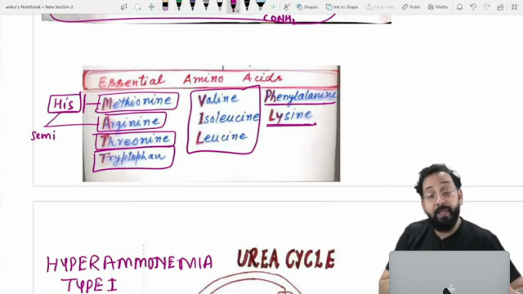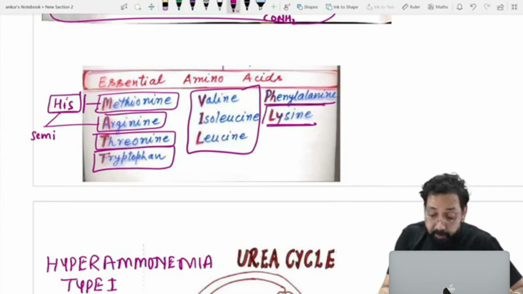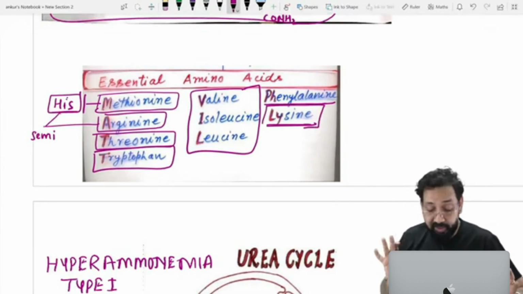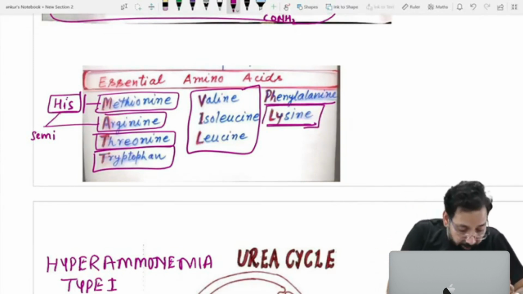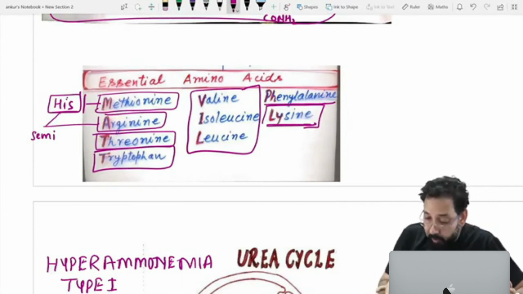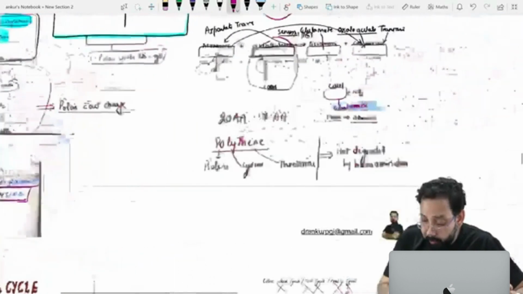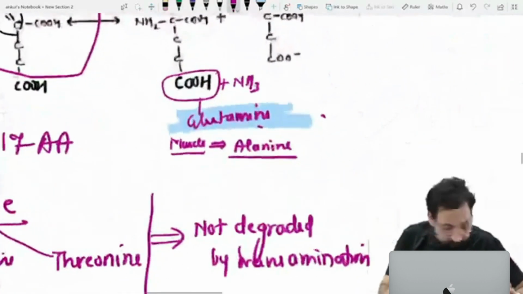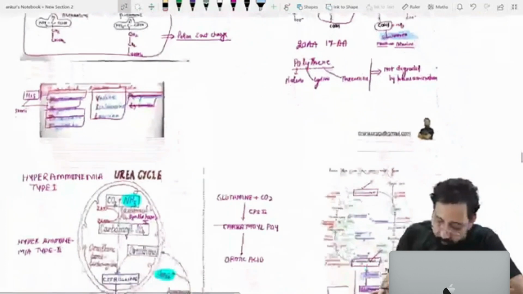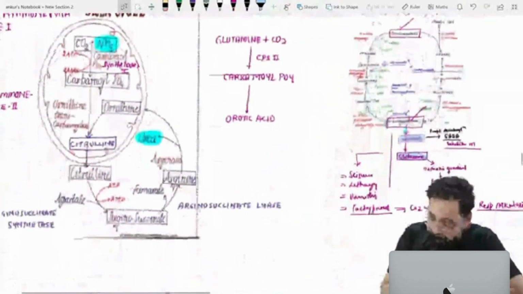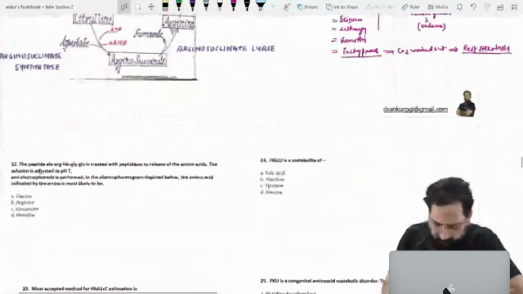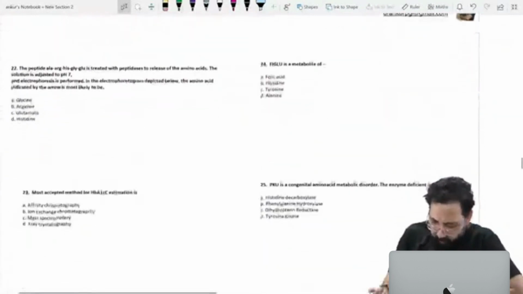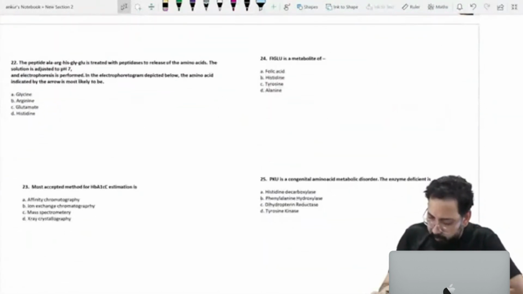Lysine is a basic amino acid. Basic amino acids are needed in our body. Clear? The transporter of ammonia in muscle is alanine. We can discuss the urea cycle, but before that let me tell you these questions.